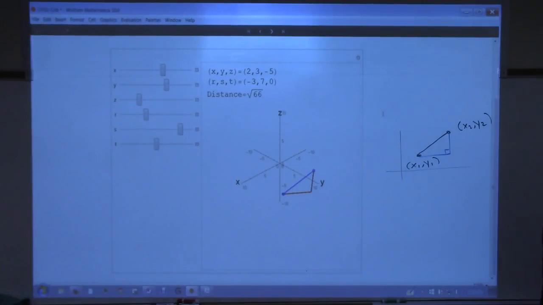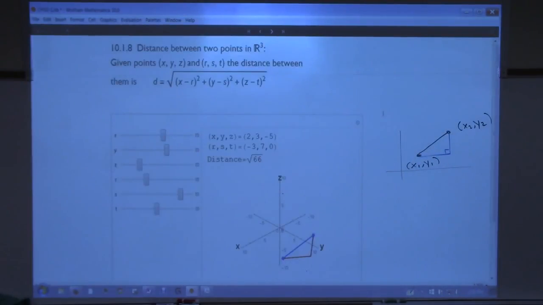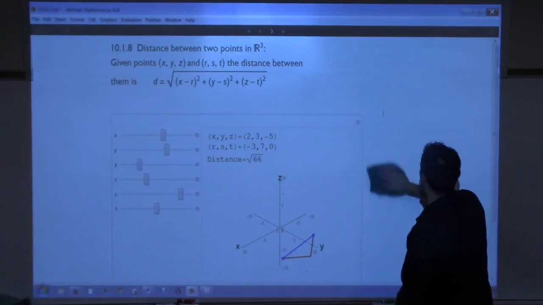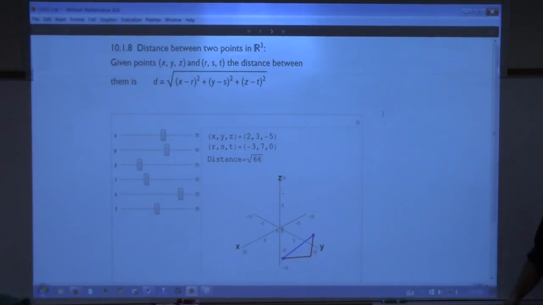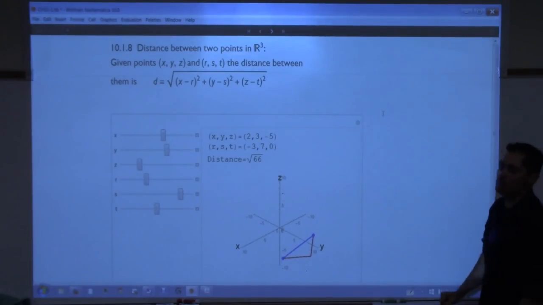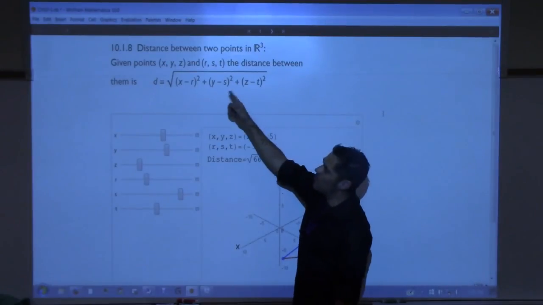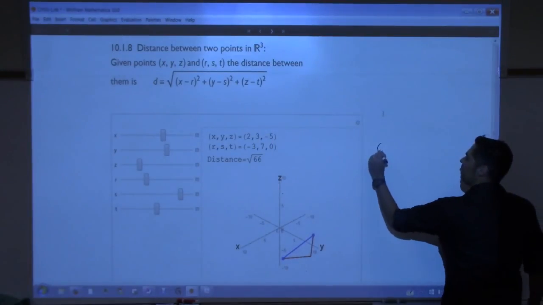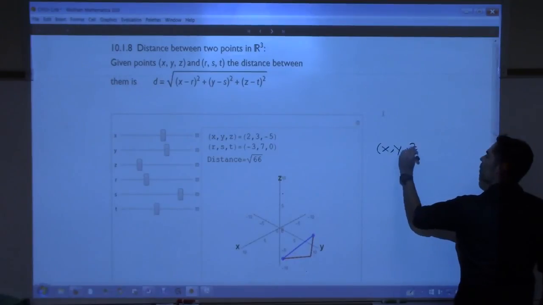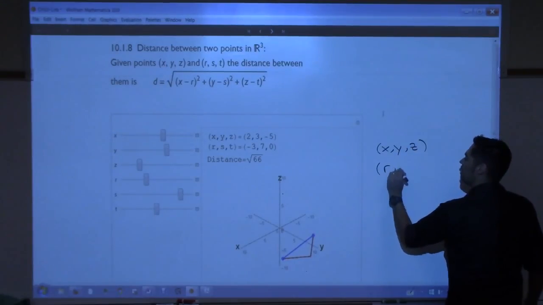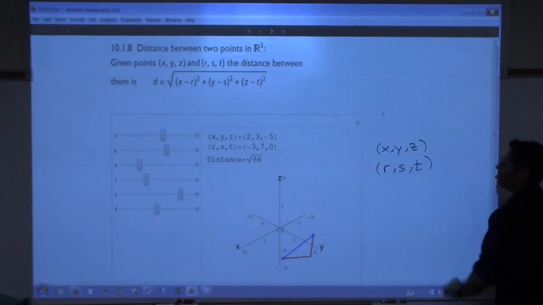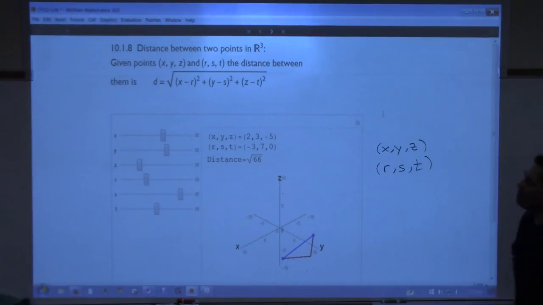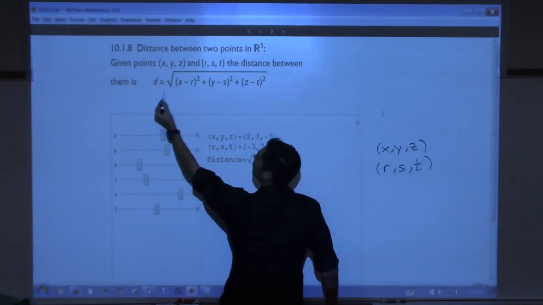Without us going through and solving it ourselves, I used to offer that as a bonus problem, but the problem is there's Google. So it's too easy of a bonus problem to come up with that formula. But as an exercise for yourself, it'd be interesting to see if you could come up with that formula on your own. Somebody gives you 2 points in three-dimensional space, x, y, z, and a second point, r, s, t. The distance between these points is given by this formula right here.